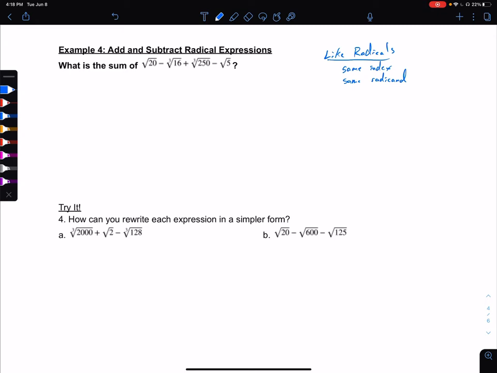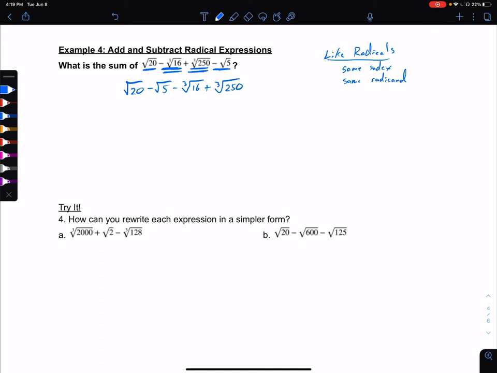So what that tells me in example 4 is that this radical 20 and this negative radical 5 can be put together, and then these two cube roots can be put together. But I won't be able to combine the radical 20 and the cube root of 16. They're not like radicals because they have different indexes. Now, let's start by rewriting this as radical 20 minus radical 5 minus the cube root of 16 plus the cube root of 250. What I'm doing here is just rearranging the terms. We're allowed to do that in addition and subtraction as long as we keep the signs. There won't be any issues.